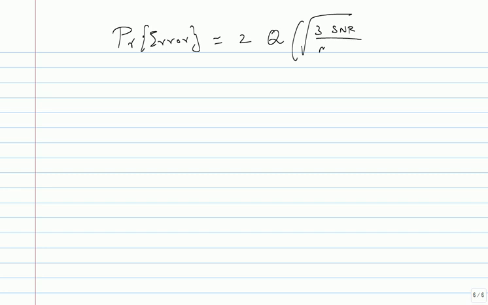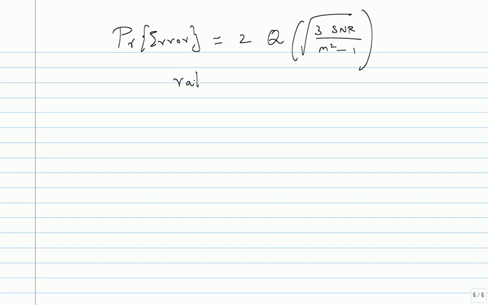I want you to think about the probability of error expression: two times Q of root of 3 SNR by M squared minus 1. So roughly for large M, you can think of M squared minus 1 as M squared itself. So the denominator works out like that.